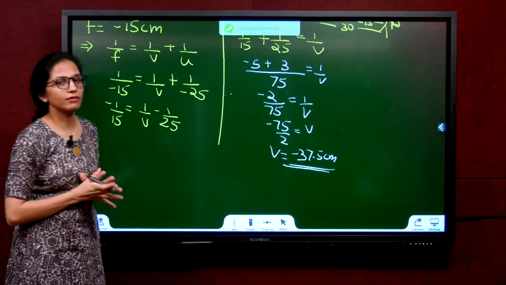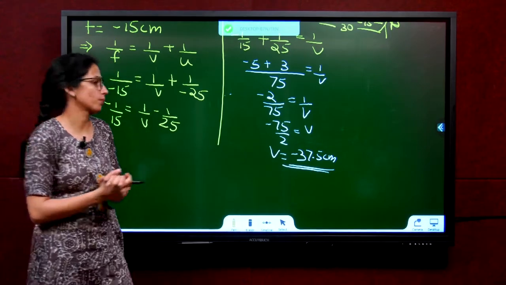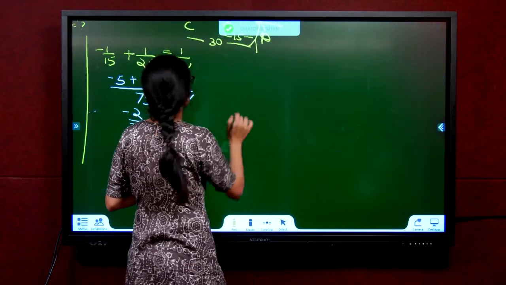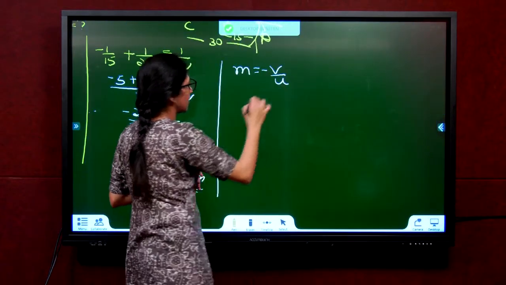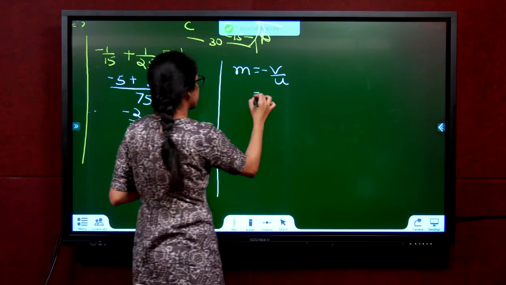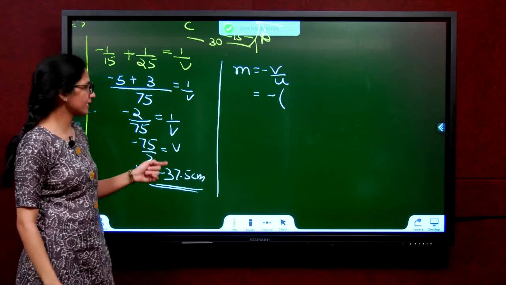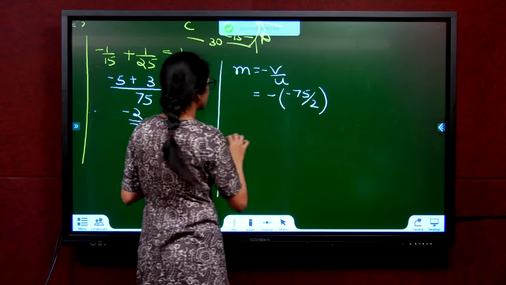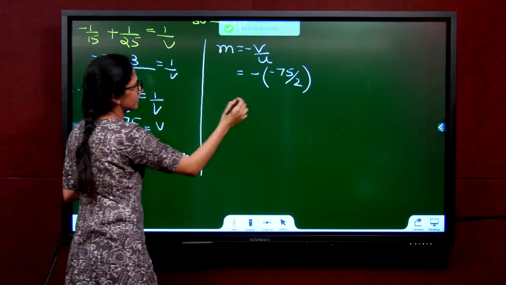So what is V? Minus 37.5 centimeters. We found the value of V. What is the next step? The next step is to find M equals minus V by U. See the steps of the problems. So now when we do M is equal to minus V by U. M is equal to minus. Please use fractions. Decimals become problem. One step before, minus 75 by 2. And what was U? Value of U was minus 25. Yes?